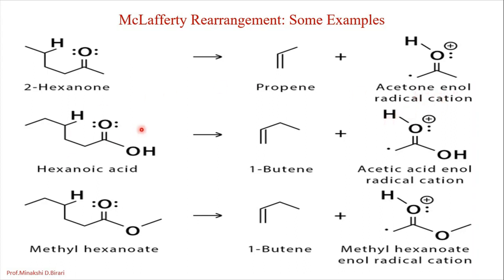Second example, hexanoic acid. Here also both conditions can be satisfied, so it can also undergo the McLafferty rearrangement. Elimination of the neutral alkene 1-butene, and formation of enol radical cation, which can be detected, and also the peak is observed due to the formation of acetic acid enol radical cation. Another example, methyl hexanoate, which shows the formation of methyl hexanoate enol radical cation and 1-butene eliminated in the McLafferty rearrangement.